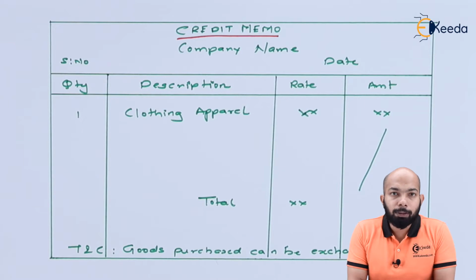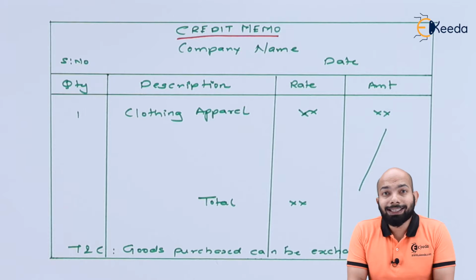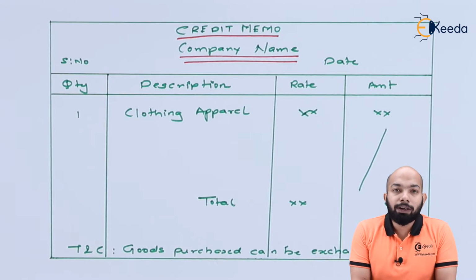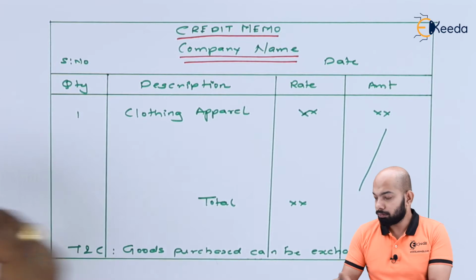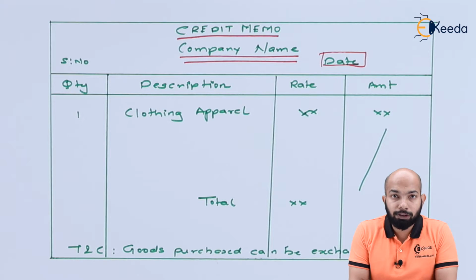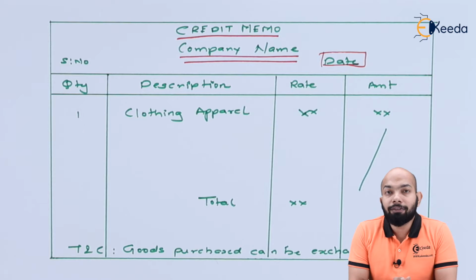This refers to the credit memo. That means this shows that this is a credit memo that has been issued by the seller to the buyer. The company name will be reflected in the top middle of the format of the memo. On the right hand side, you can mention the date, and on the left hand side, you'll mention the serial number of the memo, because there will be a lot of memos given through the whole financial year. Hence, we'll have a serial number for each memo that has been given.